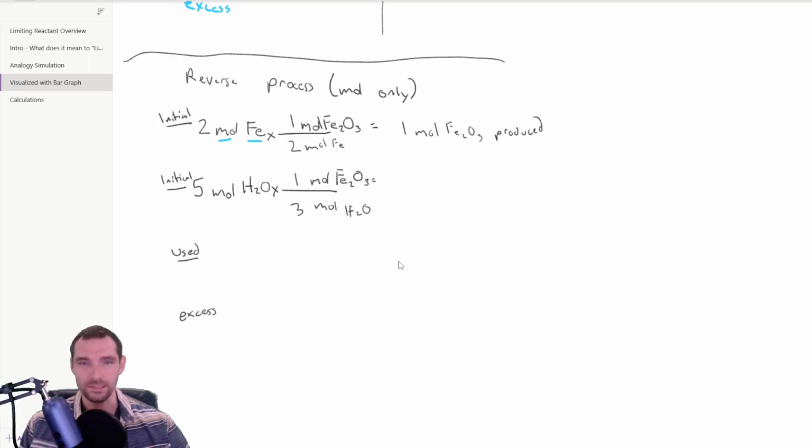And it's super easy to accidentally flip these numbers. That's why I write not just the units, but what the units are of. Very, very important with these types of problems. So 5 divided by 3, that's like 1 2/3, or 1.6 moles of the iron oxide produced.